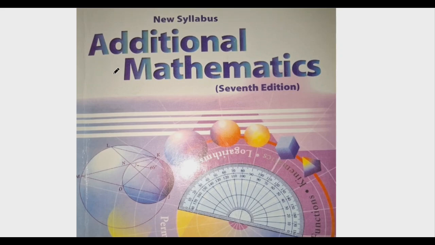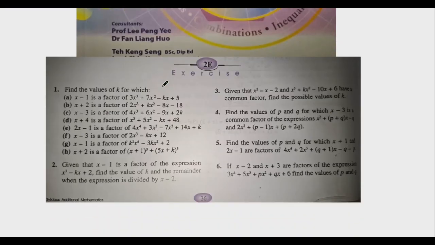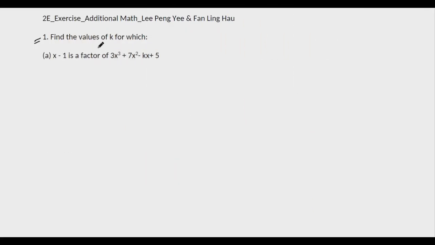In this video, I am going to solve O-level additional mathematics from this book, exercise 2E, number 1 problem. It says find the values of k for which x minus 1 is a factor of this expression.